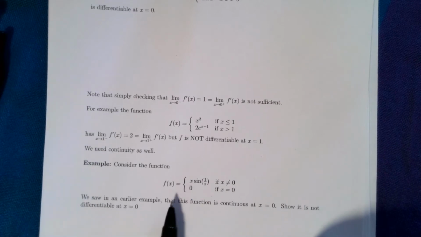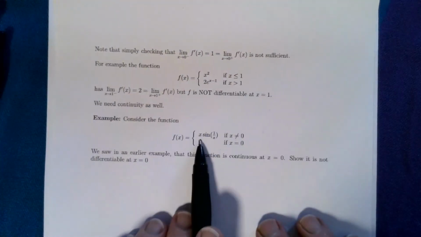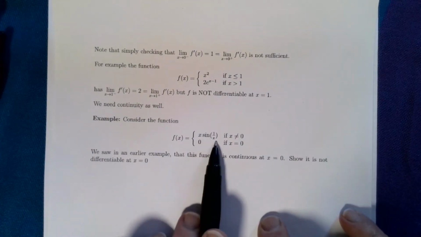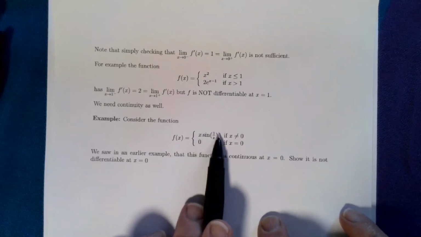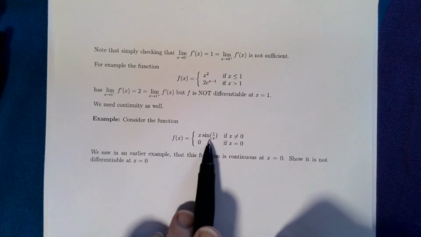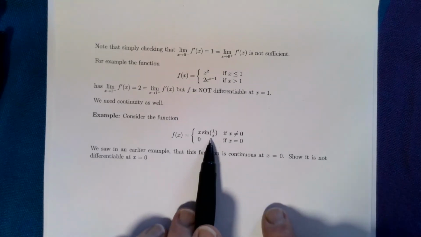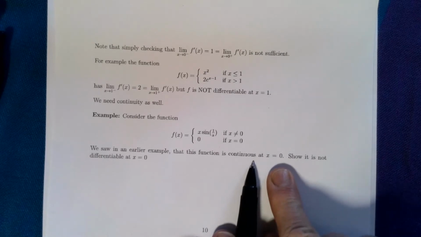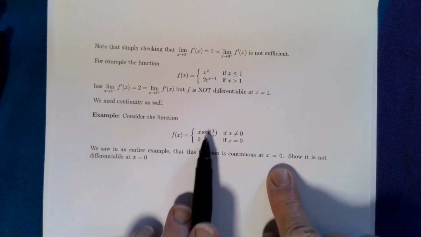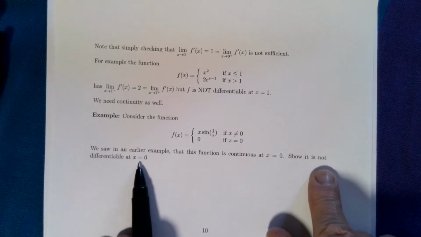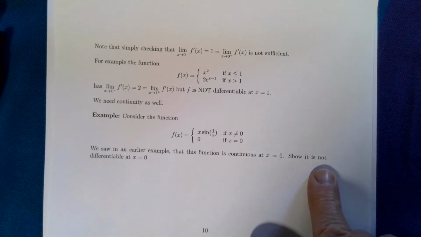Here we've got this more complicated function. This is x sine 1 over x, and this is that function I mentioned we drew a picture of before. If you draw this on a graphics calculator, you'll see that it wobbles around, but eventually it's settling in to 0. We've already seen in an earlier example that this function is continuous at 0, because if you take limits as x goes to 0 of both of these, you get 0. However, it's not differentiable at x is 0, and that's what we're going to show now.